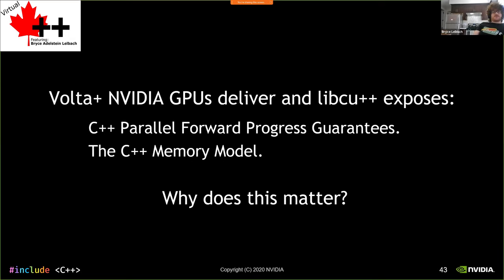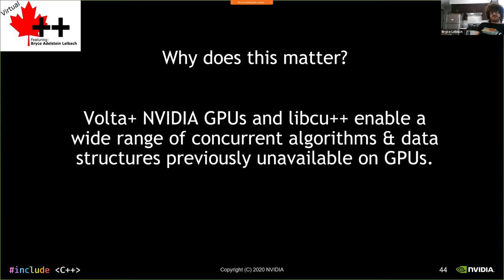Okay, so the moral of the story here is that libcu++ is designed to expose the capabilities of modern NVIDIA GPUs, in particular the C++ parallel forward progress guarantees and the C++ memory model. And you might be wondering, why does this matter? Sure, the old way that you'd write things was perhaps somewhat ugly, but what is the benefit of going to all this trouble of putting hardware support in for the C++ memory model and C++ parallel forward progress guarantees? Well, the reason is that by doing this, we're able to enable our GPUs to run a wide range of concurrent algorithms and data structures that were previously unavailable on GPUs.